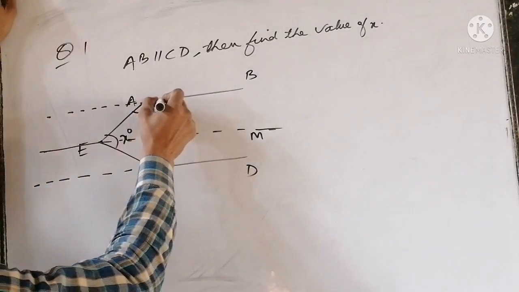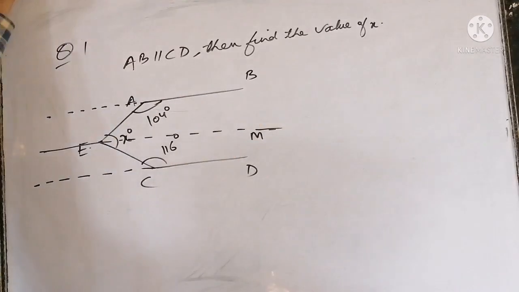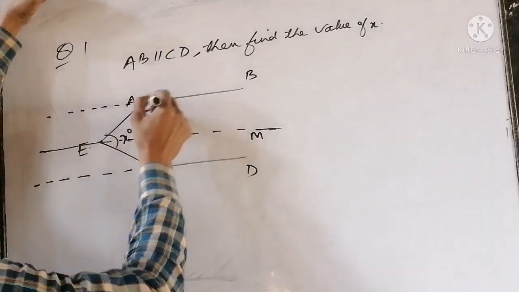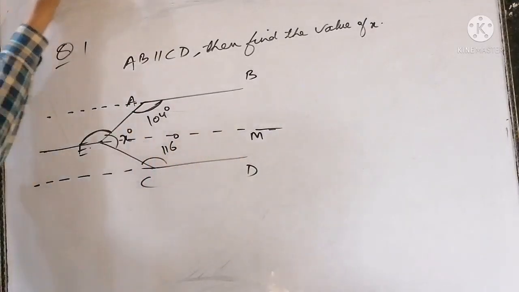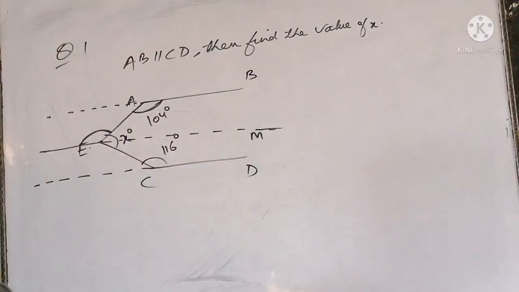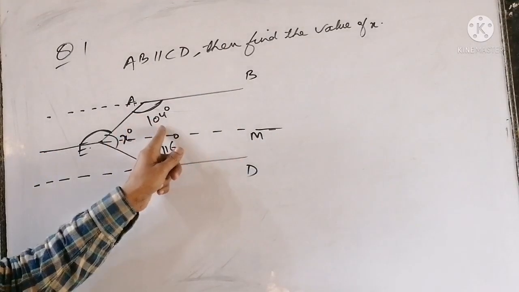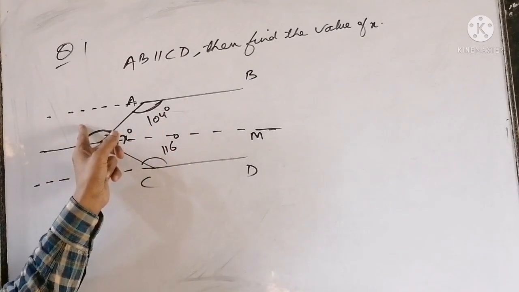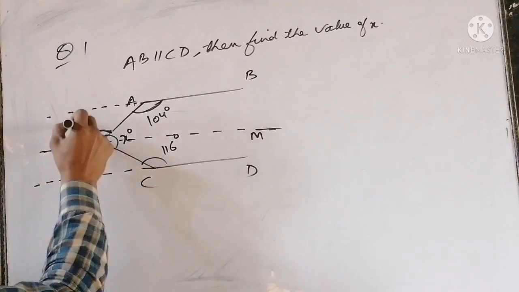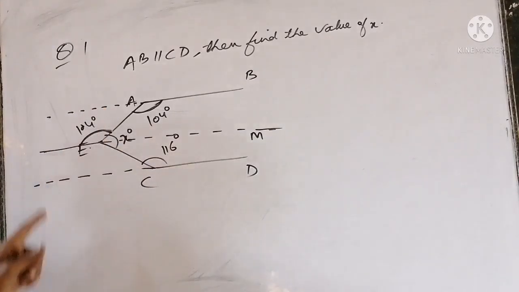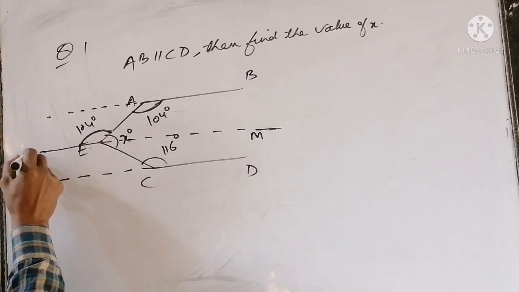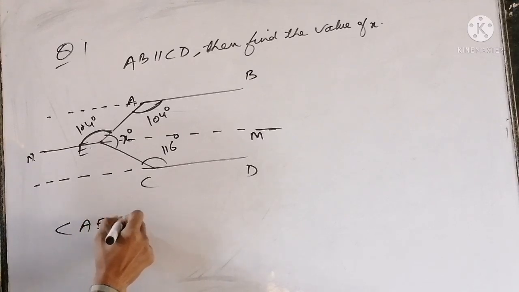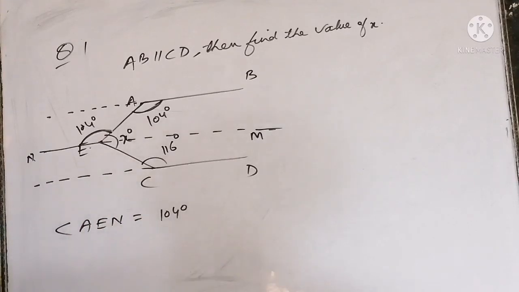Angle EAB is equal to 104 degrees, and this angle is equal to this angle. Why? Because these are alternate angles. So angle AEN is equal to 104 degrees. Okay.